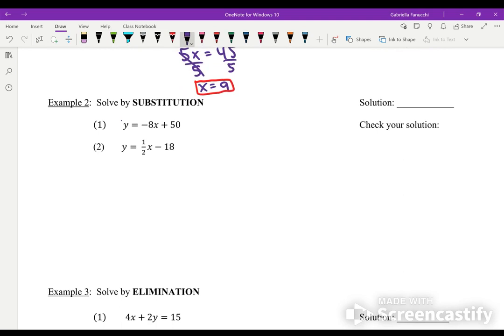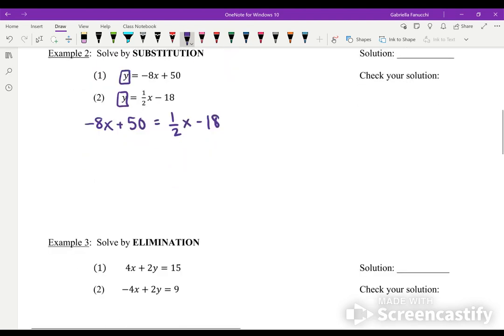You guys can do this one. I'll start you off. You're given y is equal to this, and you're also given y. So what does that mean? If y is equal to that first negative 8x plus 50, and it's also equal to 1/2 x minus 18, set them equal to each other. Negative 8x plus 50 is equal to 1/2 x minus 18. Go ahead and solve. You have x's on both sides.